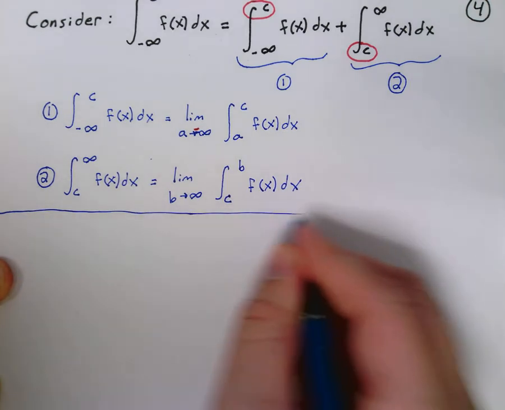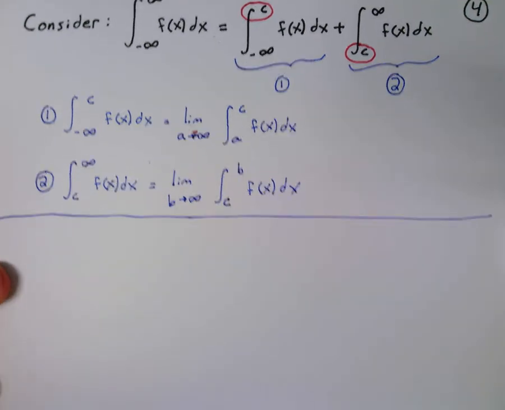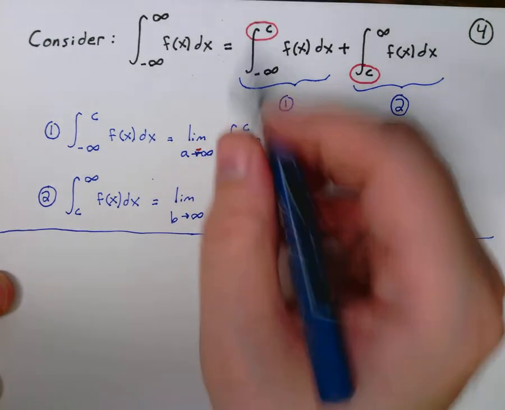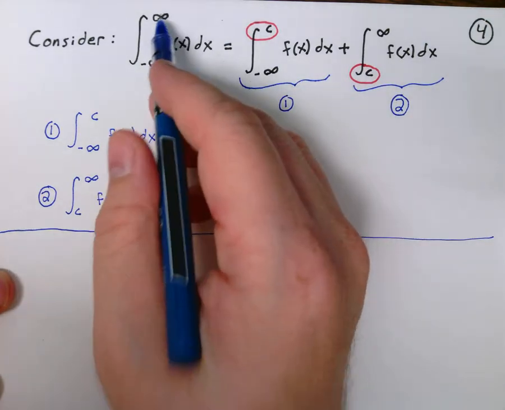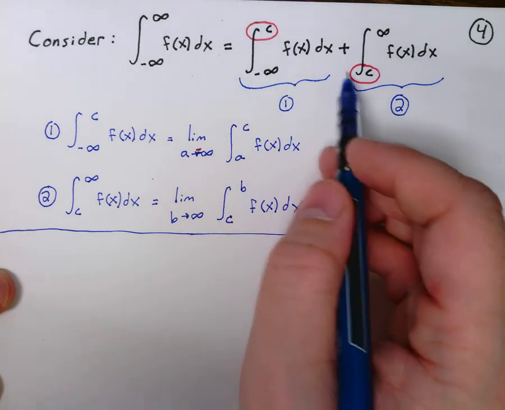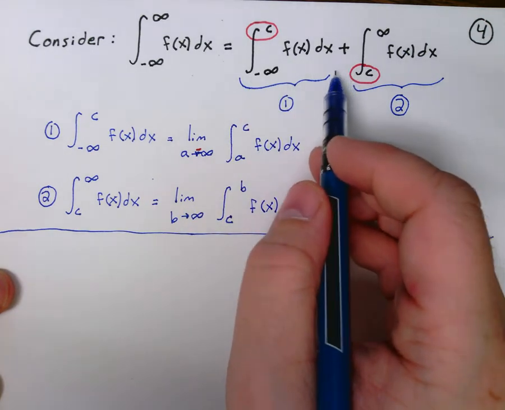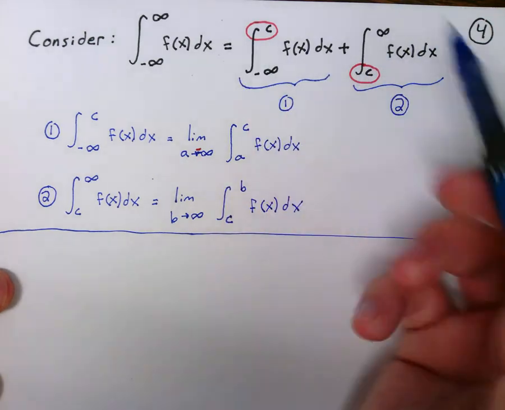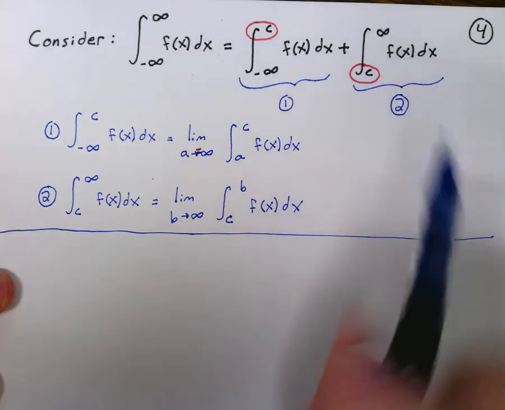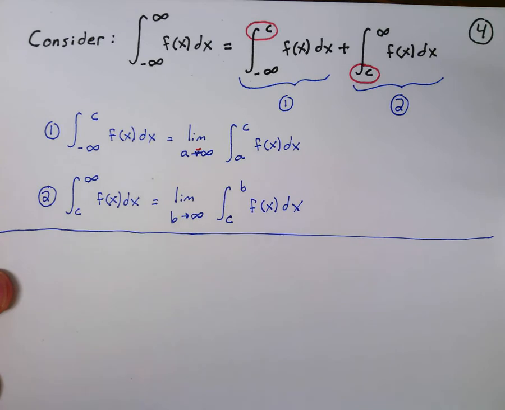Let's do an example to make sure that we totally understand this. So this is what you have to do. This is the definition. If you ever see negative infinity to infinity, the first thing you do is split it up. You can even pick a number like 0 or 1,000. Anything between negative infinity and infinity, and split it up that way.